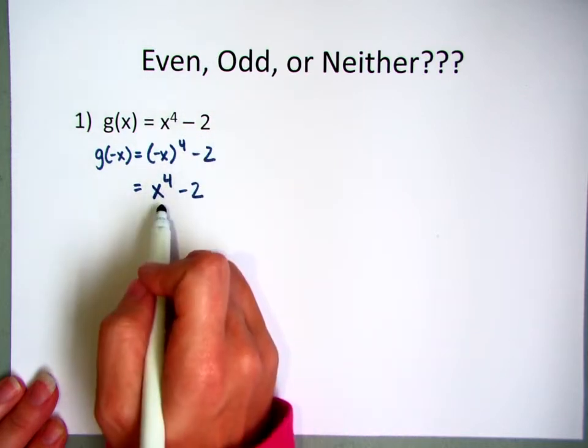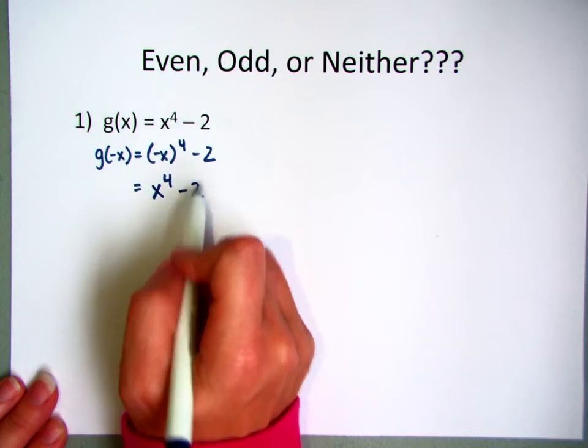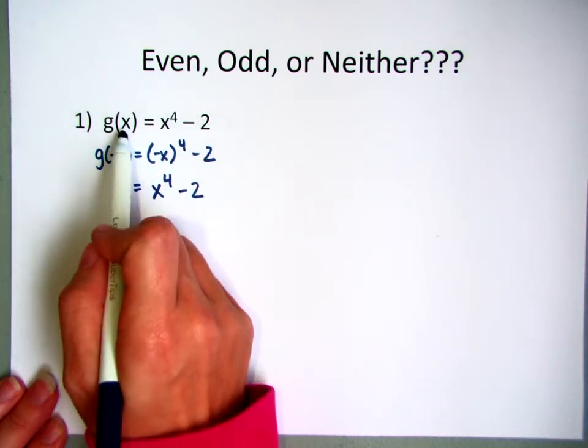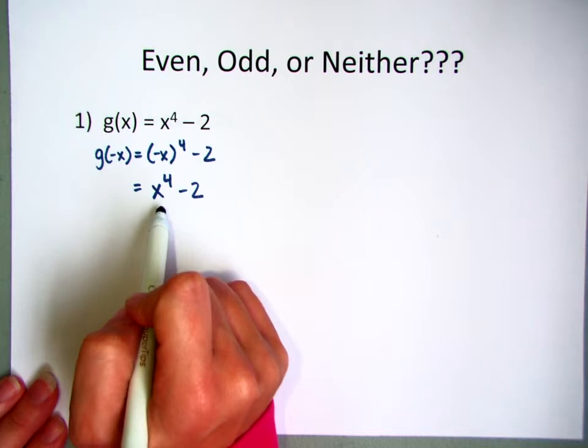Look at this compared to the original function. x to the fourth and x to the fourth match. Negative 2 and negative 2 match. They're exactly the same. So no matter whether I put in a positive x or a negative x, a value or its opposite, the function value is still going to be the same.